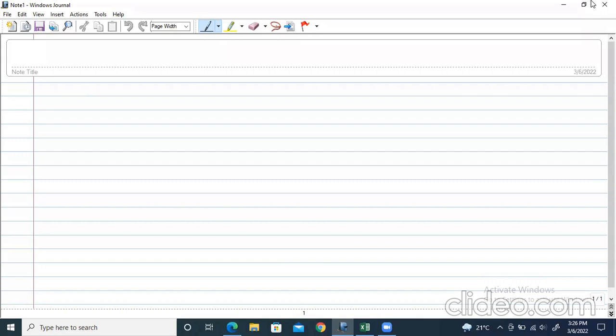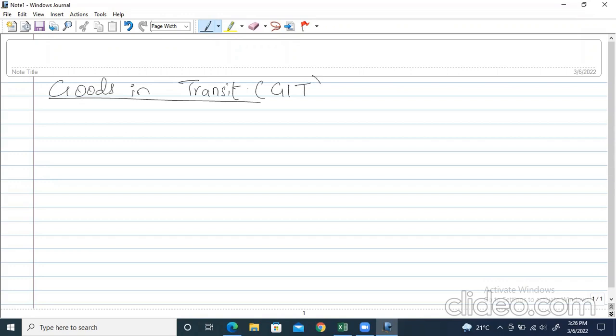Okay. So let's first discuss goods in transit. There are a total of three terms, and I'll explain each of them. One is goods in transit, which is GIT. Then there is cash in transit, which is CIT. And the third one is PURP. I'll give the full form of this once I explain the first two.